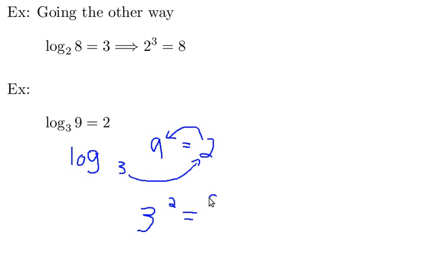9. Whoa, that's a long 9. So 3 to the power of 2 equals 9. I just changed it from the logarithm form to the exponential form. Let's go ahead and write that. So we have 3 squared equals 9.